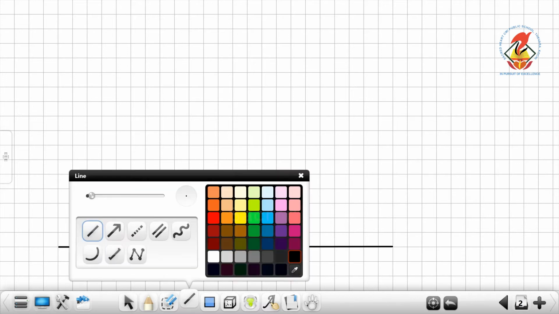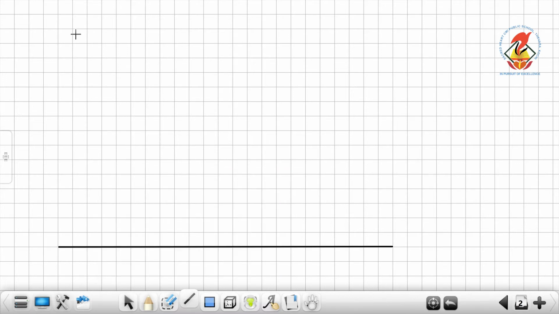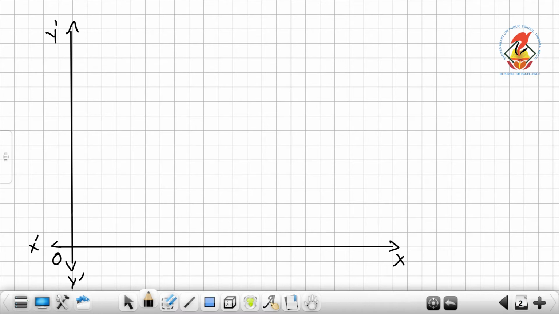That is the x axis. Now we have to draw the y axis. Its origin, x dash, y dash. So the points for the first equation are 0, 14 and 28, 0.